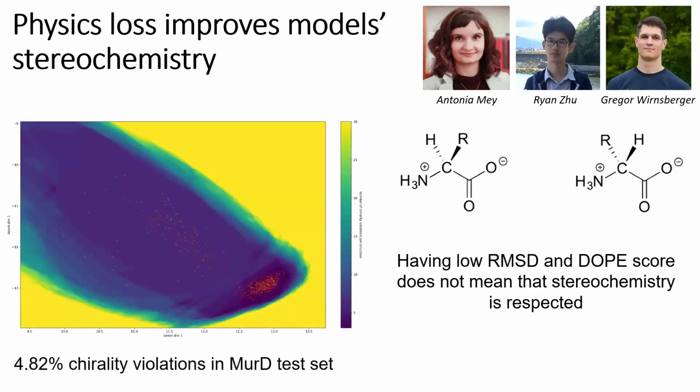This is a plot I asked my student to send to me, and I received it this morning. What you see in this slide is a latent space colored as a function of how many chirality violations we have. Without the physics loss function, every model we produce from the test set contains, on average, 4.82% chirality violations, which is in line with AlphaFold. But ideally, what we would like is no violations.